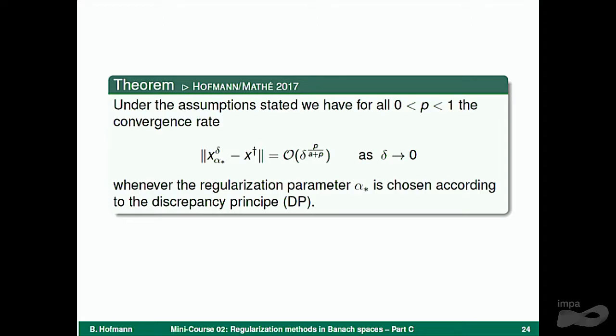And the result is really, for that situation, for all p between 0 and 1, we assume for this p the penalty is finite, but for p equals 1 it is infinity, then we get such a rate. And this is just the same rate as we had in the linear case by Nadra's paper. It works in the same way, but here with a discrepancy principle and with nonlinear problems.